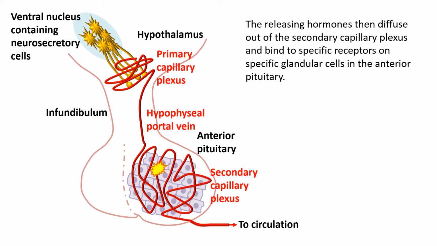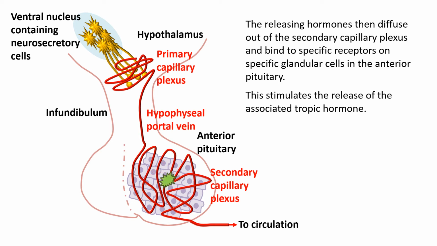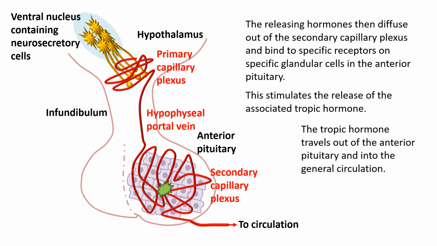The releasing hormones, when they get to the anterior pituitary, then diffuse out of that secondary capillary plexus, and they have a little hunt around and they find a specific receptor that they can bind to, and this specific receptor will be on a specific glandular cell in the anterior pituitary, depending on what that releasing hormone is. When it binds to its specific receptor on specific glandular cells, it stimulates the release of the associated tropic hormone from those cells. The tropic hormone then travels out of the anterior pituitary and into the general circulation.